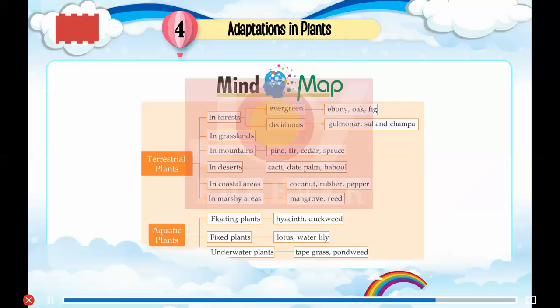Mind map. Terrestrial plants are found in forests, in grasslands, in mountains, in deserts, in coastal areas, in marshy areas. In forests, evergreen, deciduous. Evergreen like ebony, oak and fig. Deciduous like gulmohar, sal and champa. In mountains like pine, fir, cedar and spruce.